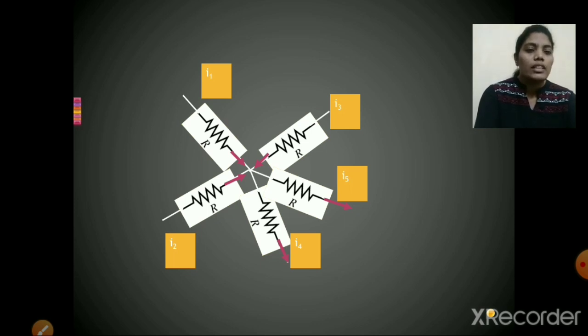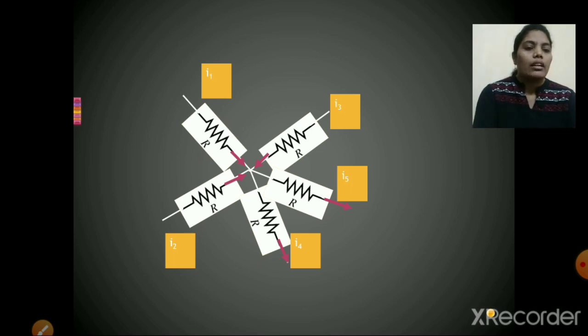To explain Kirchhoff's first law, in the picture we are considering a junction. You can see a junction where 5 currents are meeting: I1, I2, I3, I4 and I5. To understand it easily, I have used arrows in pink color in the picture. You can see the directions of current flowing.